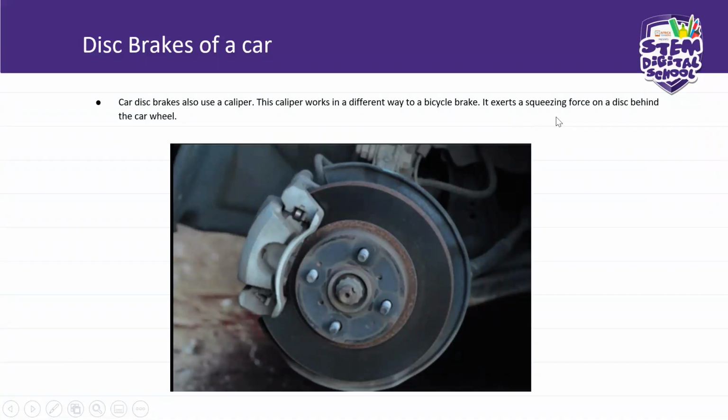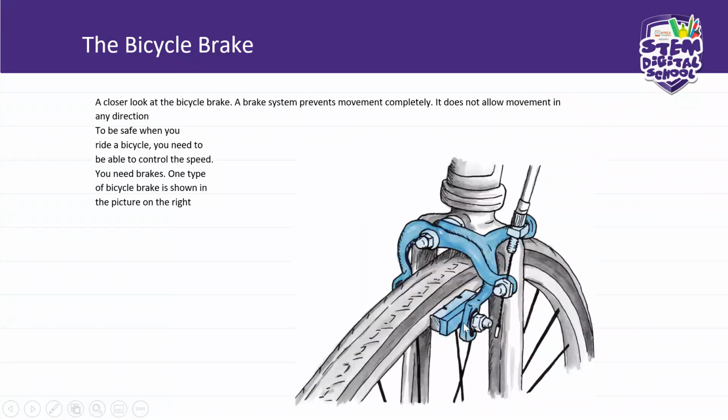The caliper of this car, of these brakes of the car, exerts a squeezing force on a disc behind the car wheel. Now, if you look at the bicycle brakes, they hold the wheel itself. Car brakes don't hold the wheel. The brake pads are attached to the wheel. That's how the bicycle stops when you apply your brakes.